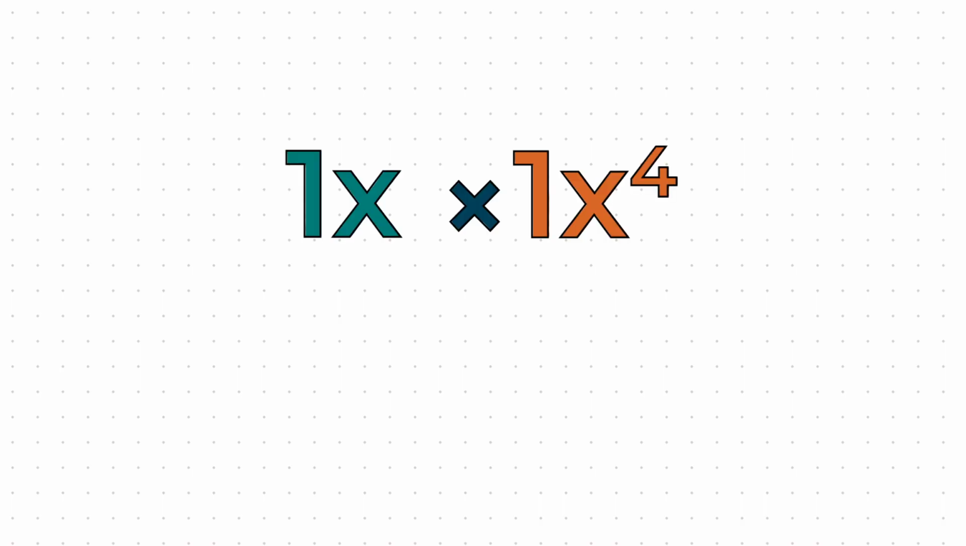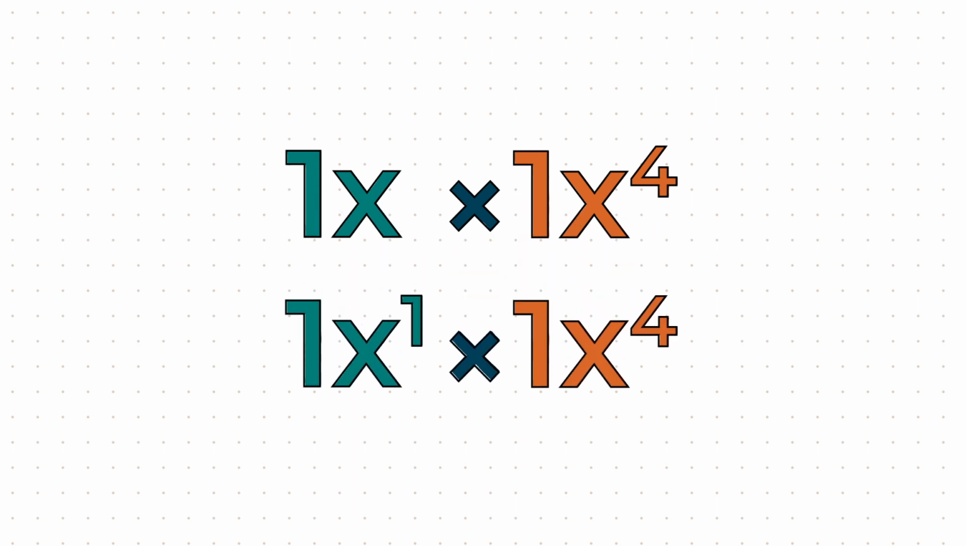Anyway, when there's no index or power at the top right corner of an unknown, it is implied that the index is 1. We must remember that. The expression 1x times 1x to the power of 4 can also be written as 1x to the power of 1 times 1x to the power of 4.